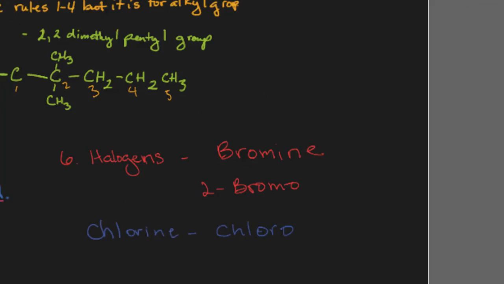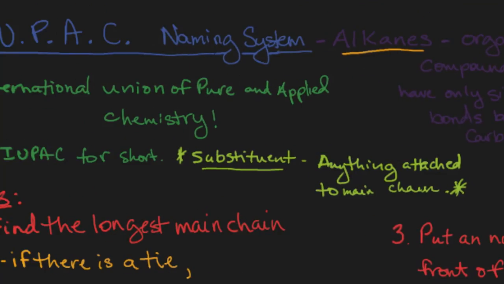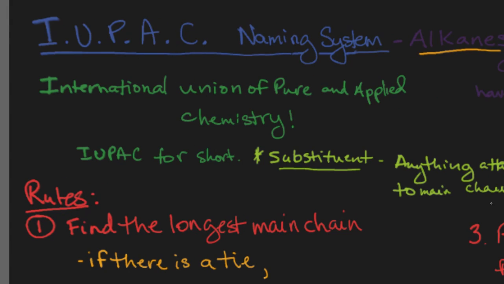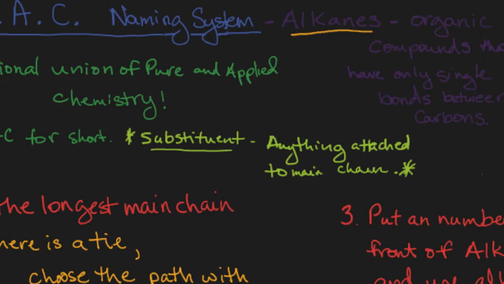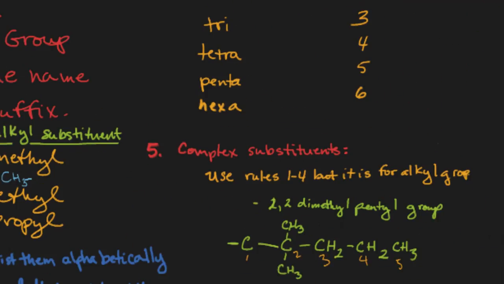So practice, practice, practice, and learn these rules. The more of these problems you do, the more second nature it becomes. This is only the beginning of nomenclature. Once we start getting into double bonds and triple bonds, alkenes, alkynes, also alcohols, which have slightly varied priorities that we have to deal with in nomenclature. But for now, this is a good introduction.